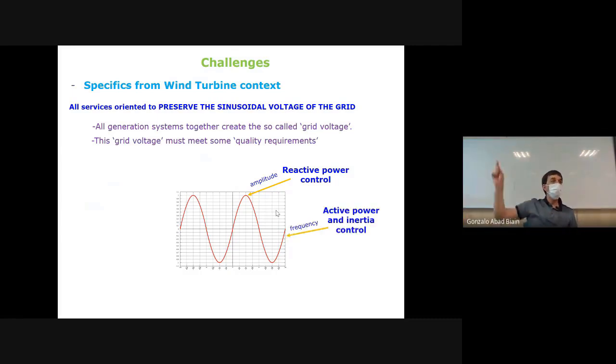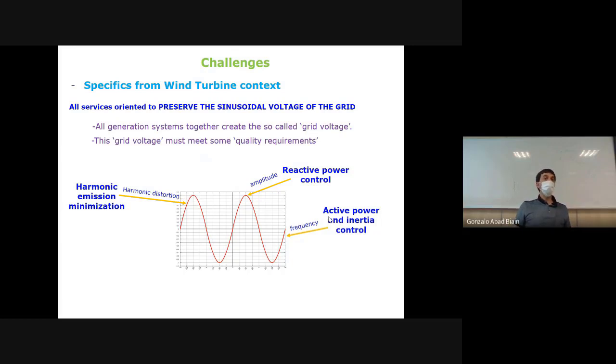The other one, in a sinusoidal voltage, in the grid voltage, la tensión de la red, is the frequency. The frequency as well should be maintained, in Europe at least, at 50 Hz or within some range, that depending on the country may be 0.4, 0.3, or 0.2. But that frequency cannot be modified too much. How do we control the amplitude? By means of the reactive power. How do we control the frequency? By means of the active power. Okay.